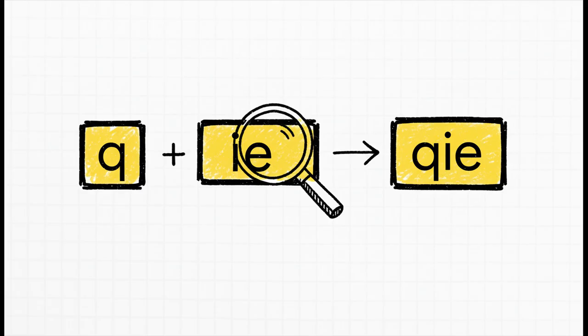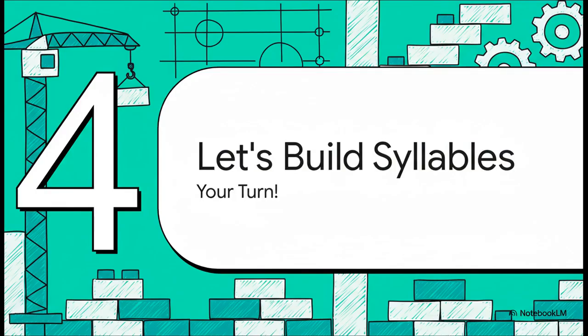Now here's a great example. Sometimes a final is made up of a couple of letters, but the rule stays exactly the same. Here, the I and the E work together to create one single final sound. So you still just take your initial Q, combine it with the entire final IE to get Kie. All right, you've seen the formula, you've seen the examples. Now, theory time is over. It's your turn to be the architect and build some syllables yourself.